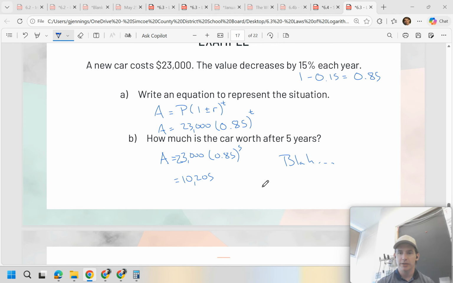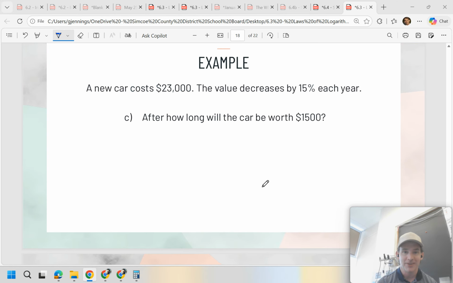And then you write out your full sentence. You all know I can write a sentence, so I'm not going to prove it to you now. The sentence would sound like this. In 5 years, the car will cost $10,205. Okay, let's keep going.